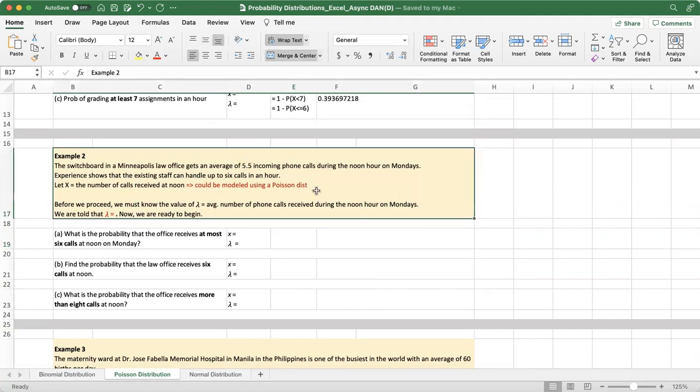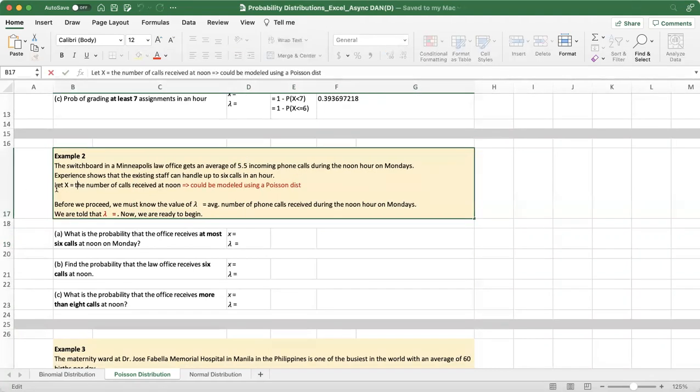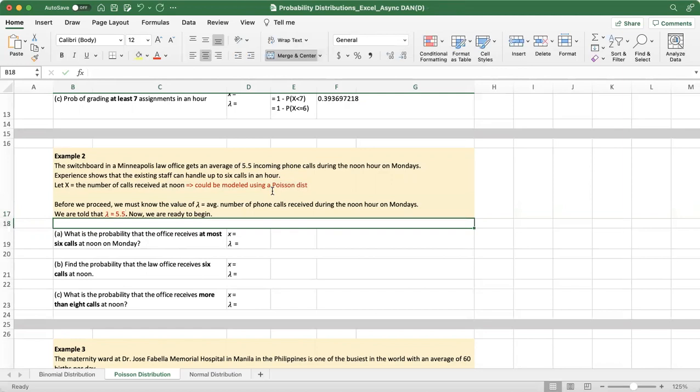Now, let X be the number of calls received at noon. If it's a number of calls received in the noon hour, we could use a Poisson distribution. So before we proceed, we have to check what the value of lambda is, which is the average number of phone calls received during the noon hour on Mondays. We are given that that is equal to 5.5. So the lambda is 5.5, and now we're ready to begin.